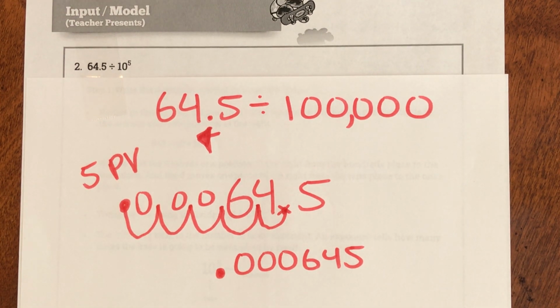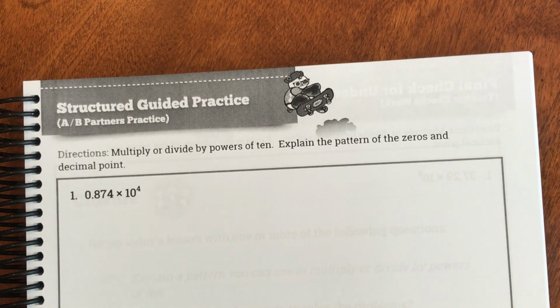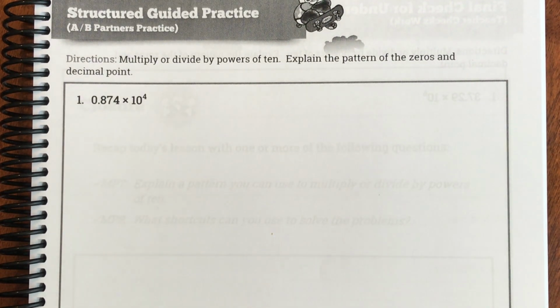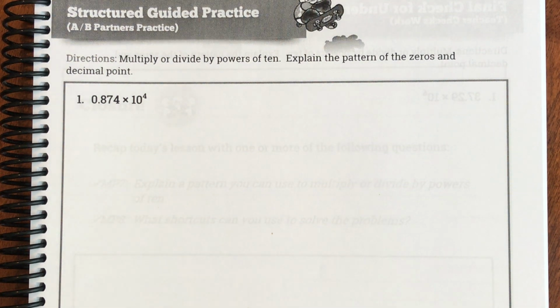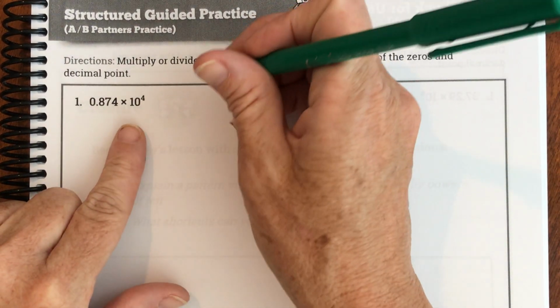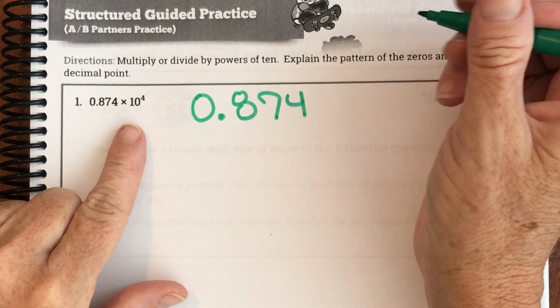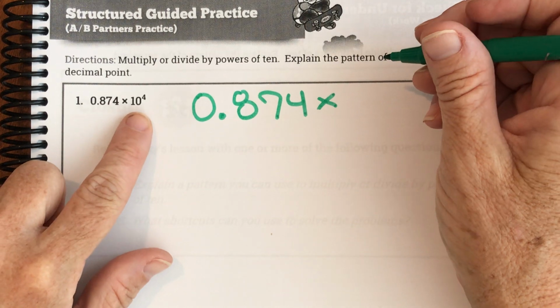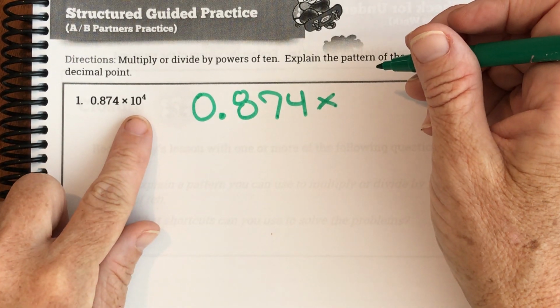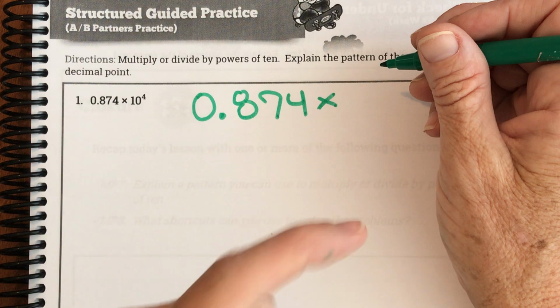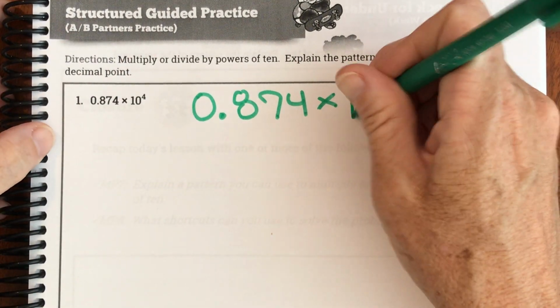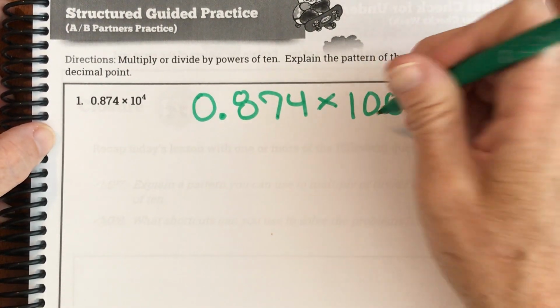Okay, let's try some together, ladies and gentlemen. We are on page 54. And here's our first problem. It says 0 and 874 thousandths times 10 to the 4th power. Okay, so first step is we're going to get rid of this. So it's 0 and 874 thousandths times, and 10 exponent 4 is 10 times 10 times 10 times 10, or it's 1, 2, 3, 4 zeros.